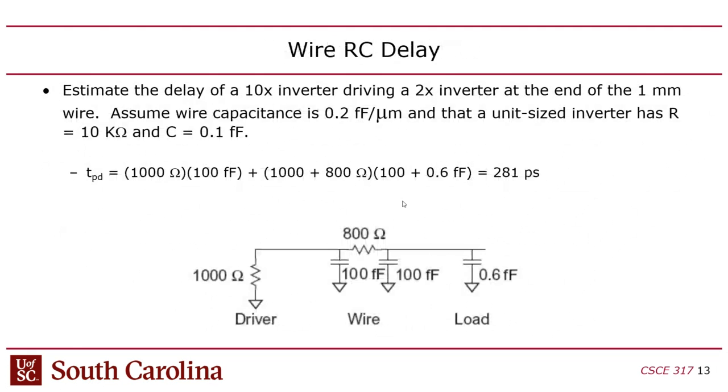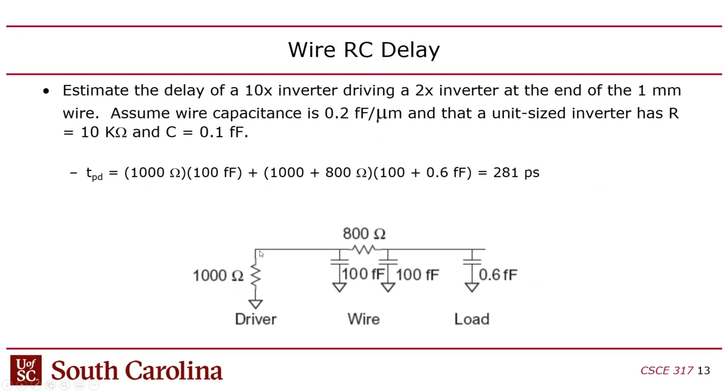which was, did I delete the slide that calculated that? Oh yeah, it just says assume the wire capacitance is 0.2 femtofarads per micron, and the wire is 1 millimeter. So there's 1,000 microns in a millimeter, and so that gives you 200 femtofarads of total capacitance, which you then divide into two capacitors on either side of the resistor in order to achieve the pi model, the pi model lump.